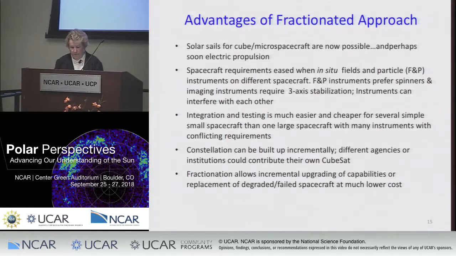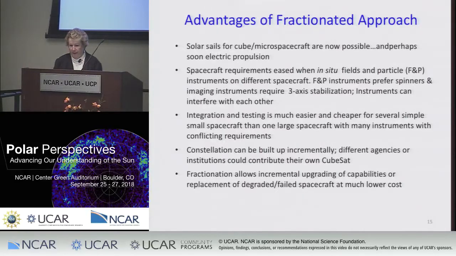And of course, in developing it, each spacecraft has a lot fewer interactions and whatnot. Integration and testing is easier for several small spacecraft. And the constellation can be built up incrementally. You can just start with one and then keep adding them, or maybe you want to upgrade them. So it gives you a lot of flexibility in trying to get to complete coverage of the sun.